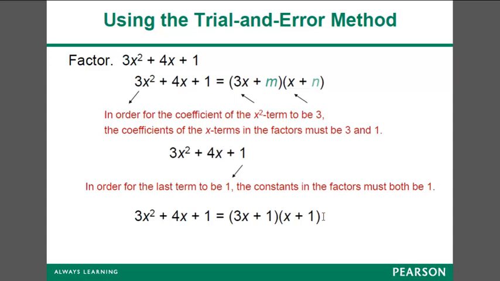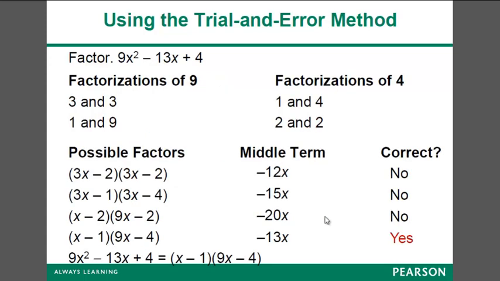Let's look at an example of how to factor using the trial and error method. We want to factor 9x squared minus 13x plus 4. What I'm looking at here is first looking at the factors of the 9 and the factors of 4, my leading coefficient and my constant. My factors of 9 are 3 and 3, 1 and 9. My factors of 4 are 1 and 4, 2 and 2. So I look at all the possible ways I can write down the factors that I've found.